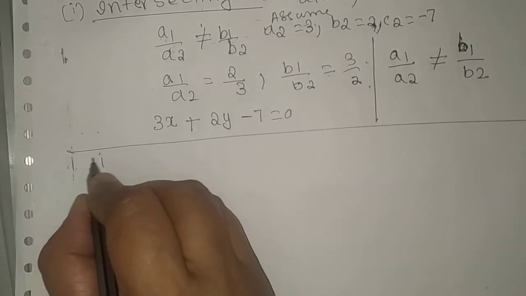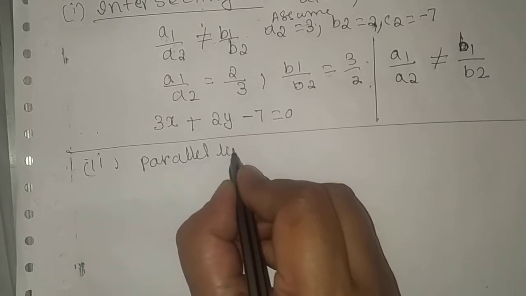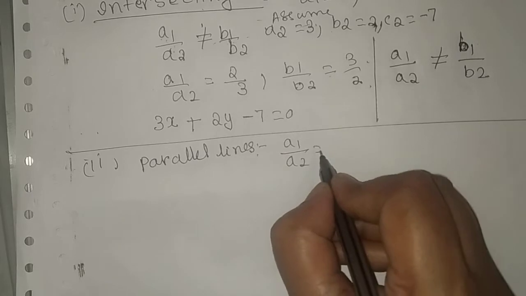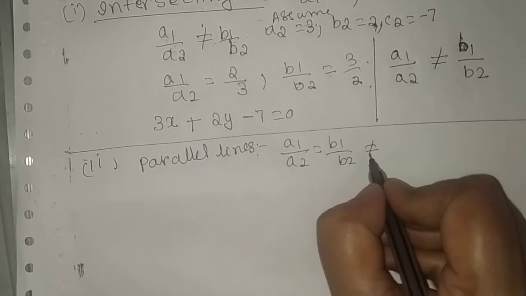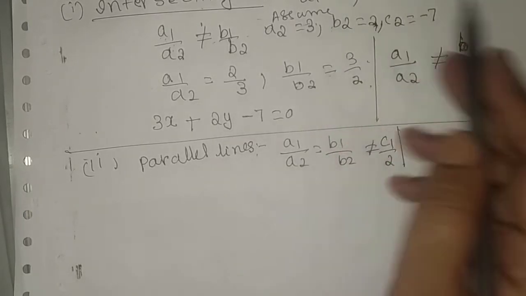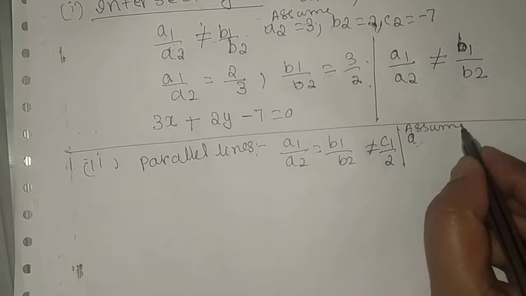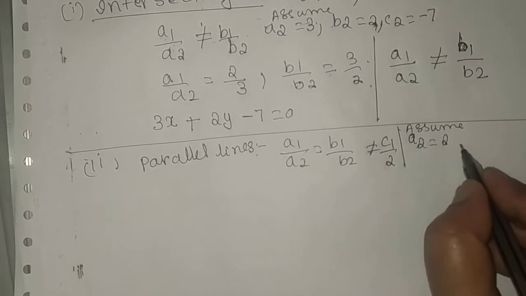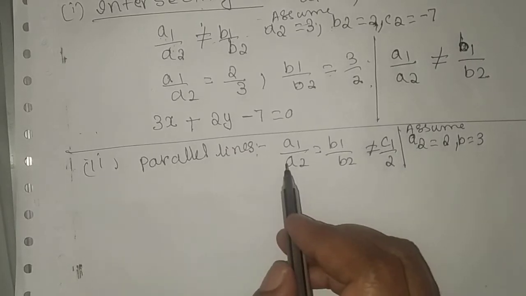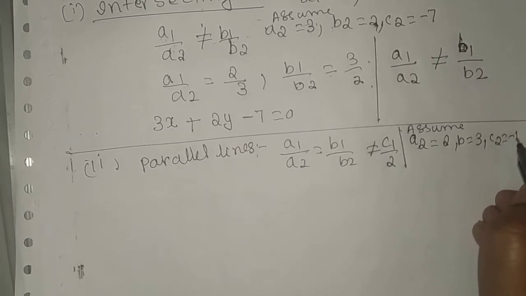Now we move on to the second condition. What is the second condition? That is parallel lines. For parallel lines, the condition is A1 by A2 equal to B1 by B2, which is not equal to C1 by C2. For this, the equation given is the same as the previous values. Now we assume A2 is equal to 2 and B2 is equal to 3. Next, C2 we take is minus 12.